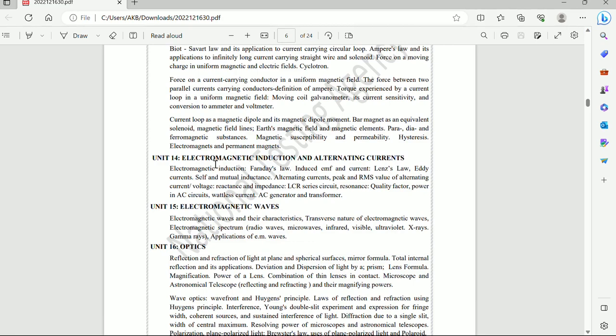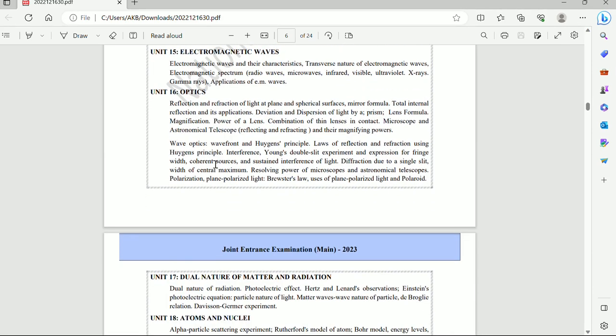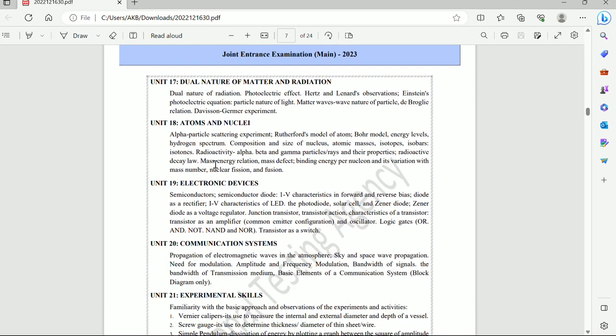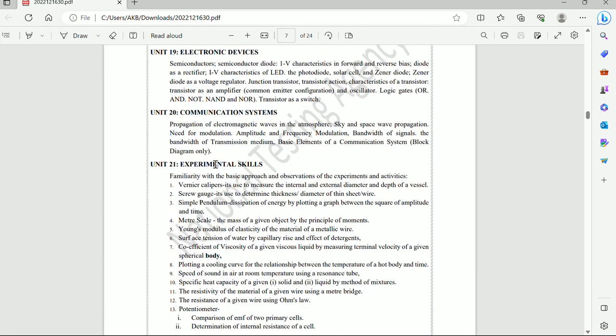15th is electromagnetic waves, and 16th is optics, 17th is dual nature of matter and radiation, 18th is atoms and nuclei, 19th is electronic devices, 20th is communication systems, and last is experimental skills.